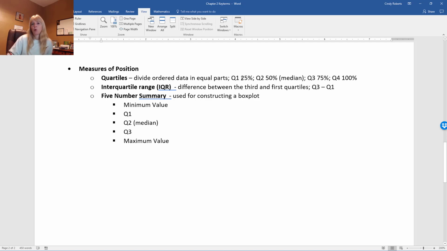And then you'll finish up with the measures of position, quartiles. If you're in the bottom quartile of a class, that's the bottom 25%. Quartile 2, 50%, the middle, the median. Quartile 3, 75%. Quartile 4, all the data. Interquartile range, IQR, is the difference between the third quartile and quartile 1. And then they'll ask you to construct a box plot based on the five-number summary, which is just the minimum, the maximum, and quartiles 1, 2, and 3.